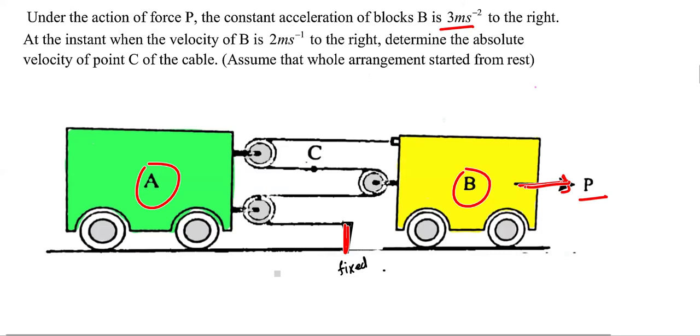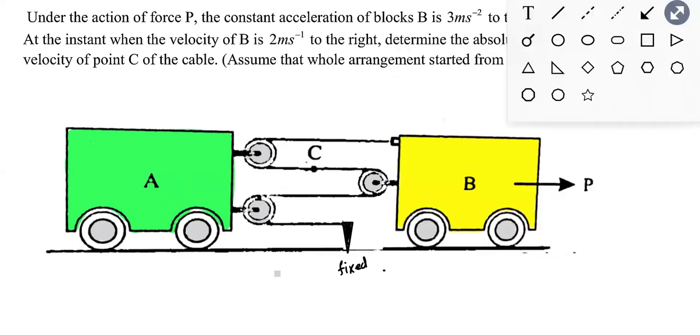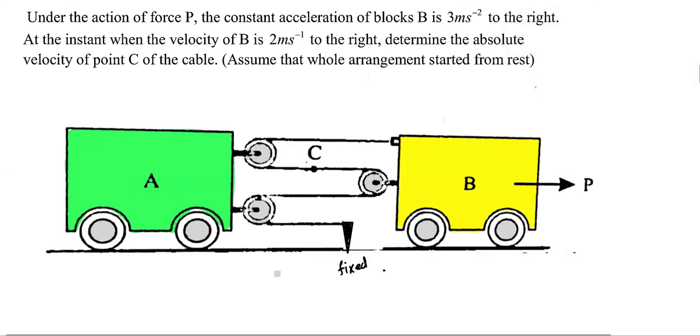To determine the absolute velocity of point C of the cable, we have to calculate that particular velocity, and we'll calculate all the other unknown things. First, we'll take help of the constraint equation. There's a fixed point, and we have some movable pulleys. If you see, the displacement of block B should be equal to the displacement of this movable pulley.